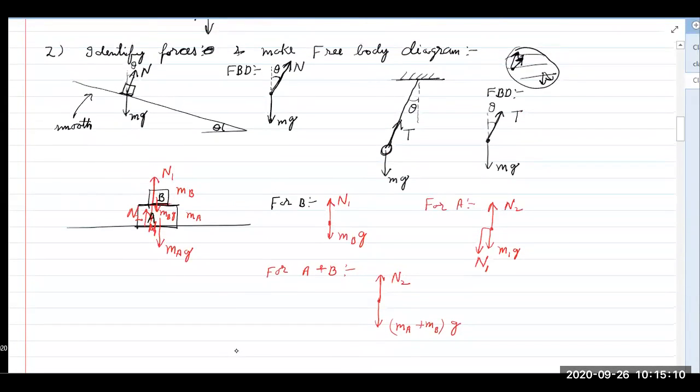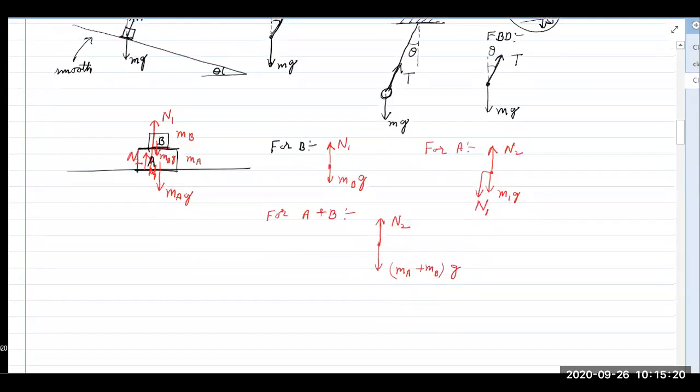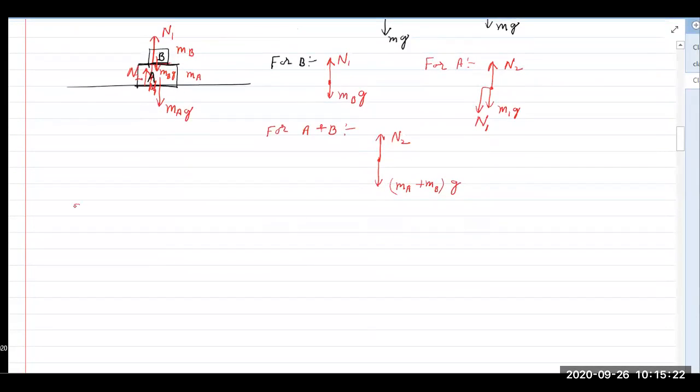After drawing the free body diagram, our next task is to define the axes x and y, resolve the forces and write the equation. So what we are going to do is, the third step is to define the x and y axes and resolve forces.